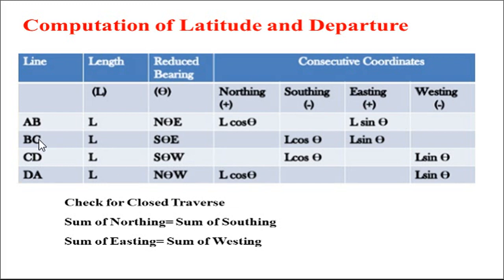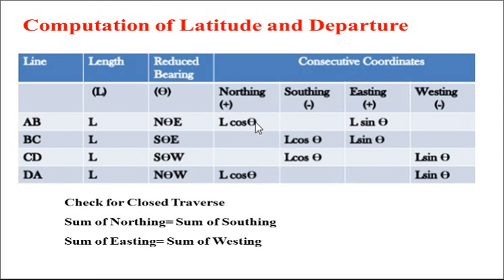Similarly, for line BC, it falls in the second quadrant, so latitude is positive and departure is also positive. For line CD, latitude is positive and departure is negative, westing. Similarly, for line DA, latitude is positive and departure is negative.